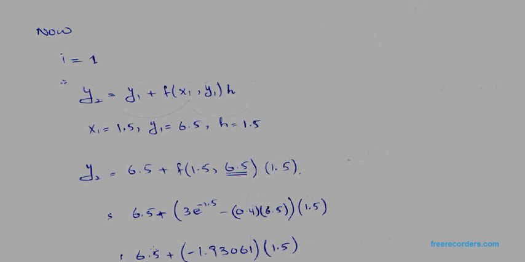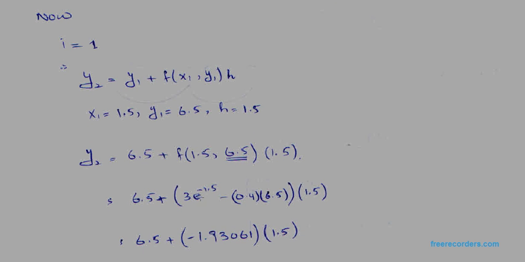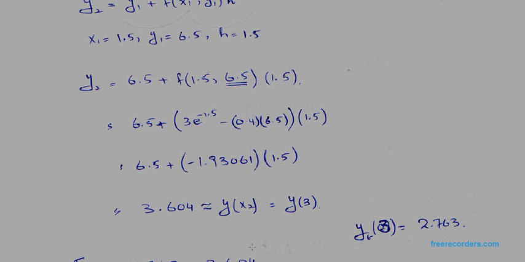So put these two values in the function: 3e^(-1.5) minus 0.4 times 6.5, multiplied by the step size 1.5. This value turns out to be minus 1.930461, and the whole answer becomes 3.604. So this is the approximate value at x2, and x2 is 3. So we are able to calculate the value of y2 at x2, where x2 is 3.